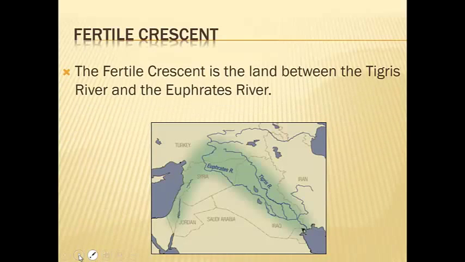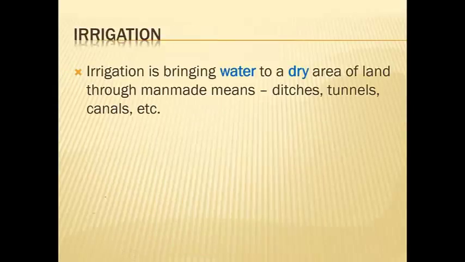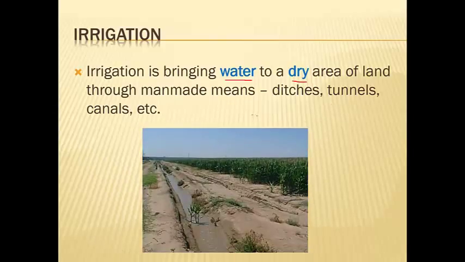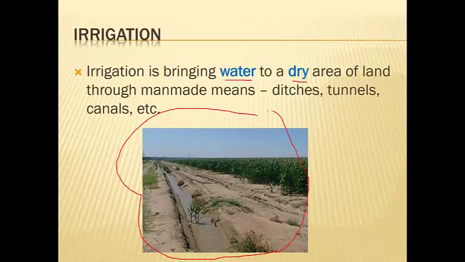The Fertile Crescent is the land between the Tigris and the Euphrates River. Irrigation. Irrigation is bringing water to a dry area of land through man-made means: ditches, tunnels, canals, etc. You will notice that this picture is one that we've seen before on our tests. So let's make sure that we remember what irrigation might look like.